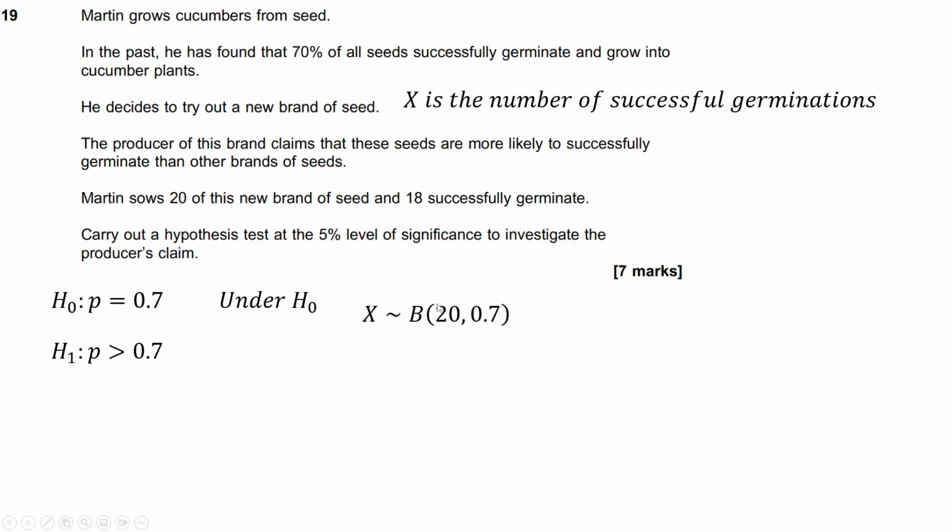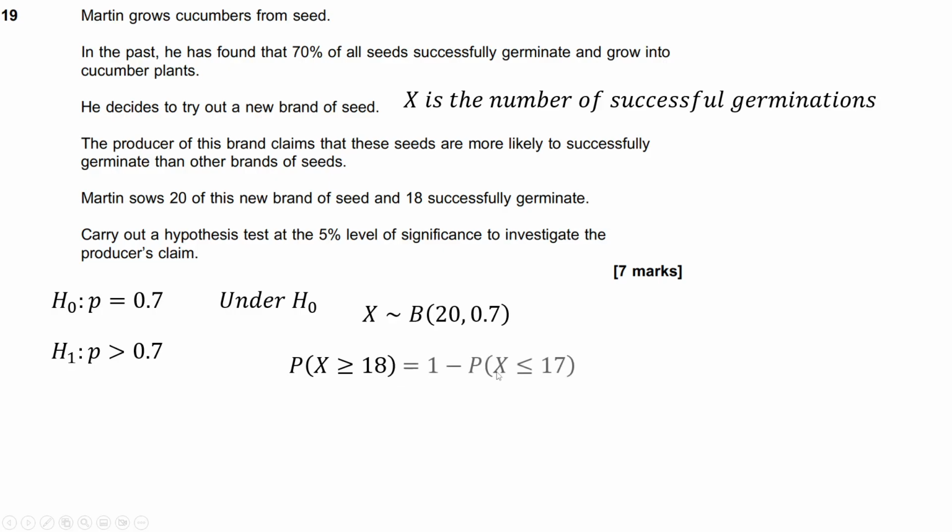So there's 20 total seeds, and the probability of successful germination is going to be 0.7, and we want to find that X is greater than or equal to 18. It's always just an equal to sign, by the way. I think I did a really bad job of explaining it in one of my first ever videos, but basically it's just because you want to test extreme values if you're doing the critical region method.